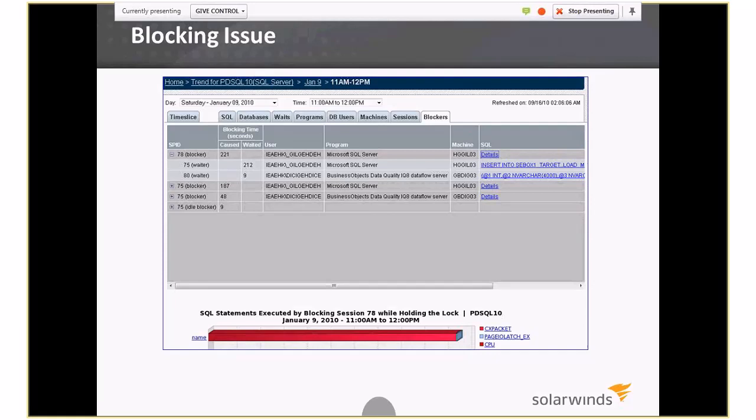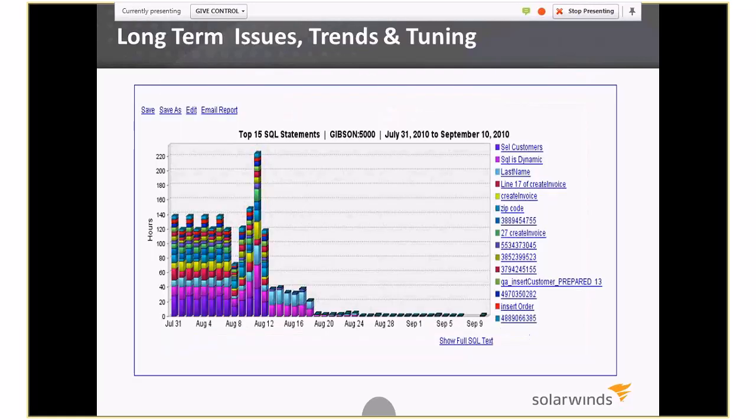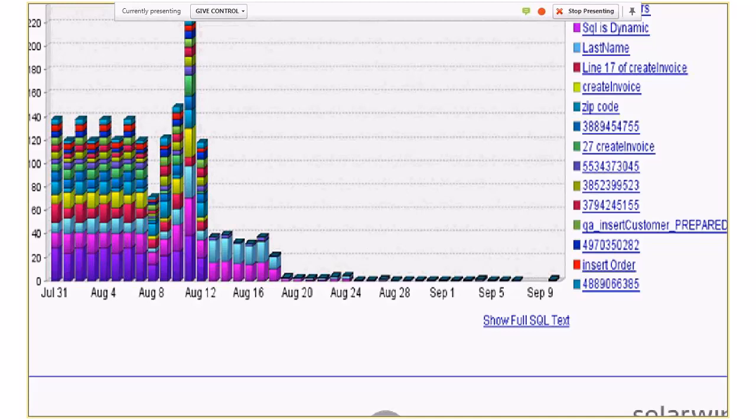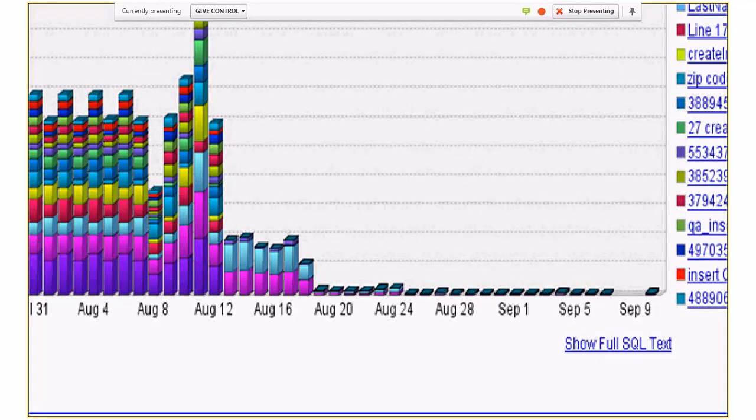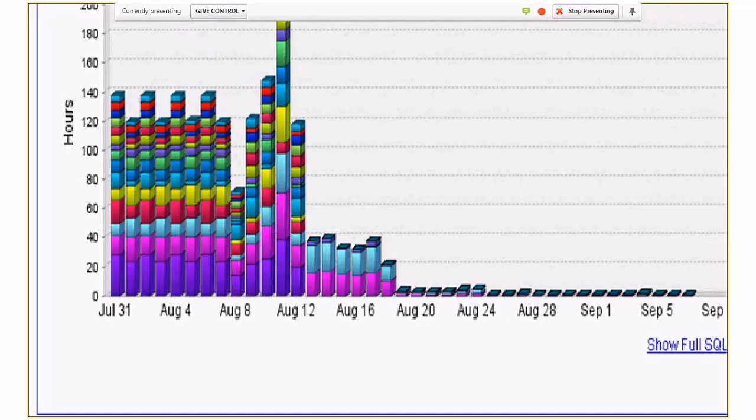Finally, long-term trends and long-term issues. This is just an interesting case study. This is a picture from July 31st to September 9th, so it's about two months. And you can see they actually tuned. See what they were running at first? They were running about 140 hours a day.